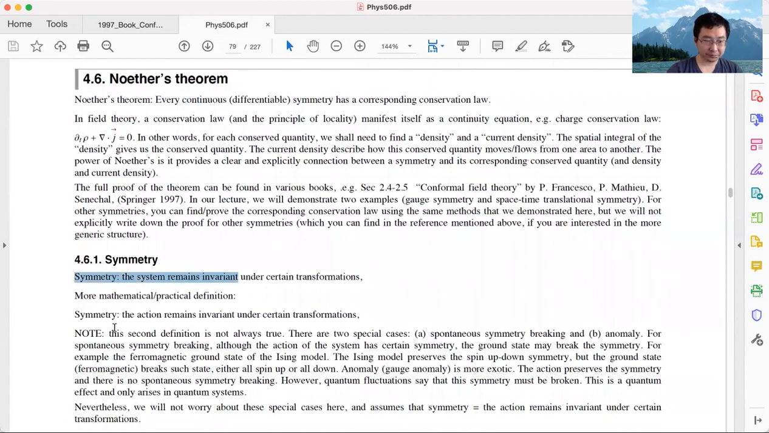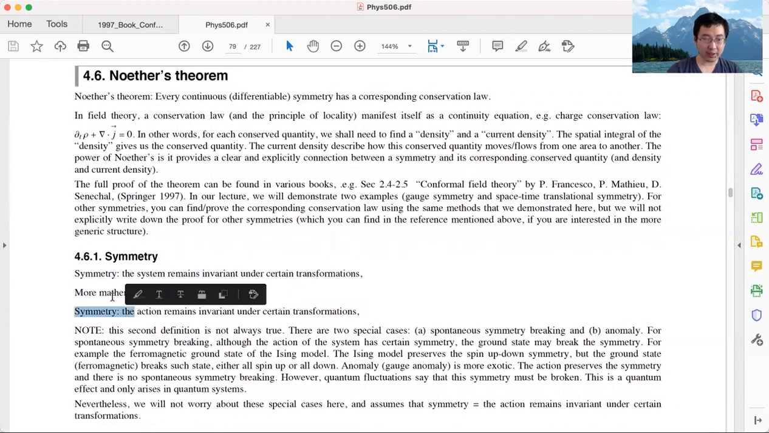And on the mathematical side, we can make a more rigorous definition of symmetry by looking at the action. Okay, as we explained early on last week, mathematically we can define symmetry as the action remaining invariant under certain transformations. Okay, because the action defines the equation of motion, the action defines the physics laws. So if the action stays the same before and after the transformation, then I know my physics laws stay the same before and after my transformation. So that is a more mathematically rigorous way to define symmetry.